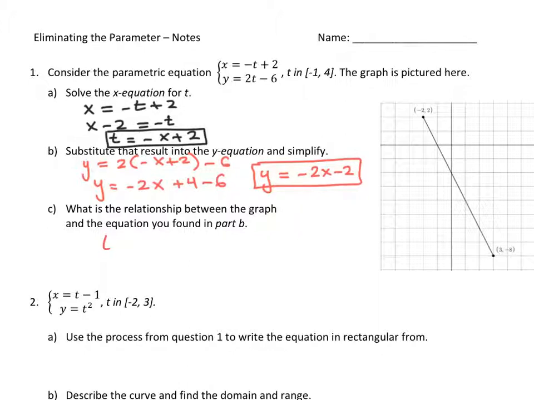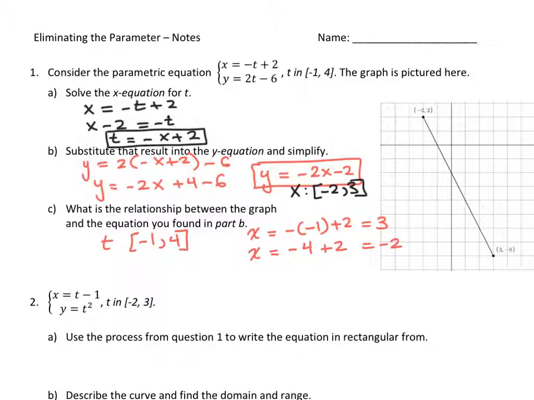So if t stretches from negative 1 to 4, what I can do is I can plug t in x. So I get that this is 3, and I plug the second value for t. So I can see that when t goes from negative 1 to 4, x goes from negative 2 to 3. So you need to remember to restrict your domain when you're changing from parametric to rectangular if the parametric is restricted. So I need to write a domain restriction. So x just goes from negative 2 to 3.